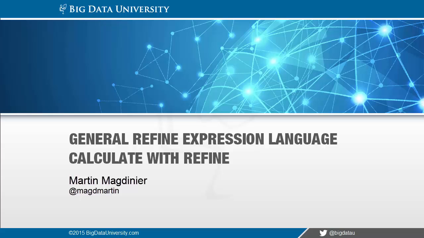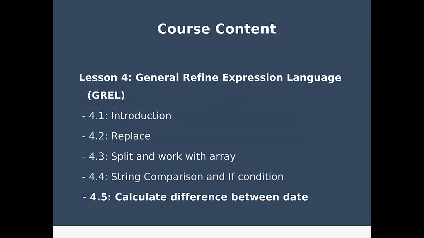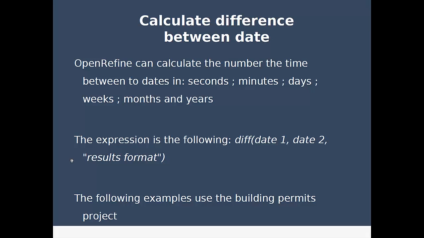So in this last lesson on the GREL language, we will see how you can calculate difference between dates. OpenRefine can do some basic computation between numbers and dates. And in our case, we will calculate how long separates two dates and return the result either in seconds, minutes, days, weeks, months, or years.